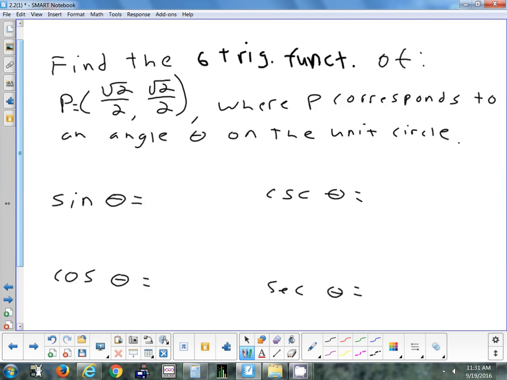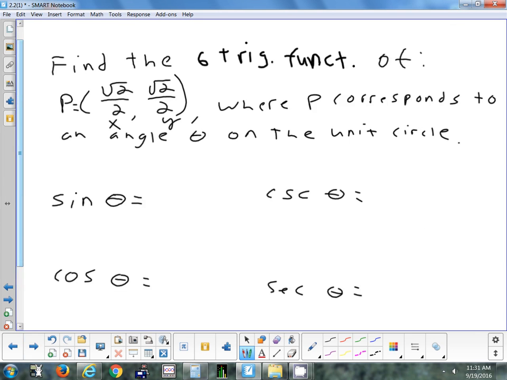All right, let's try this one. Okay, it says find the 6 trig functions. And how about Claire? Is this a problem where I need to find the coordinate, or are they giving it to me? Yeah, they're giving it to me again. This is your coordinate.